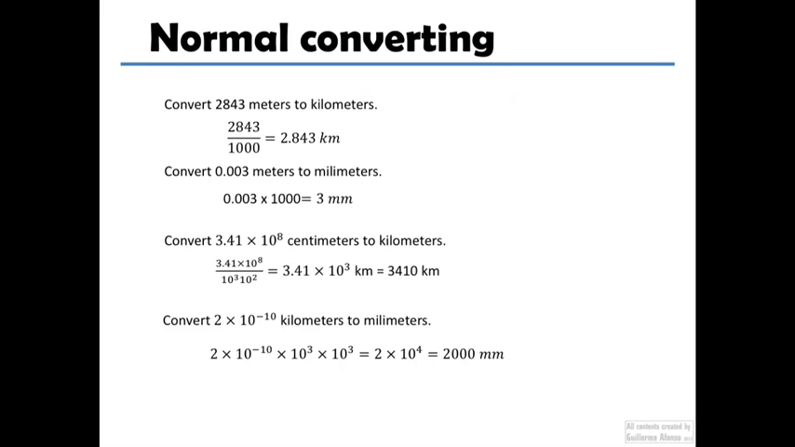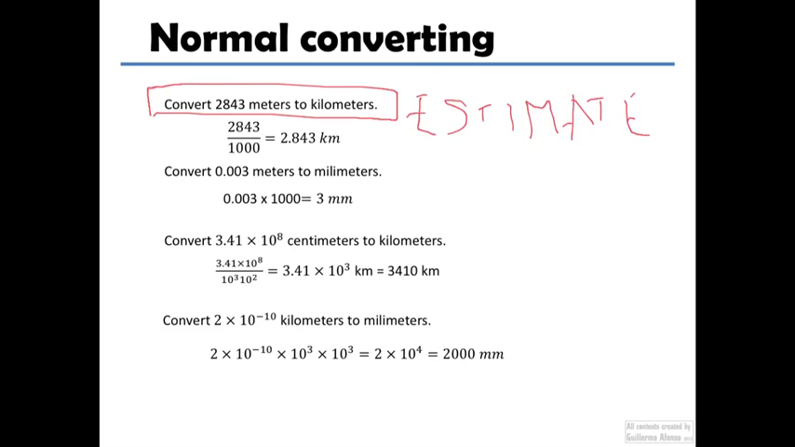So, basic converting, and this is the kind of thing you're going to need to do in the exam. For example, converting 2,843 meters to kilometers, all you have to do is divide by 1,000. Always remember to estimate, because if you do the calculation and it gives you that 2,000 meters is 2 million kilometers, obviously something is wrong. Remember to do your estimate and use common sense.